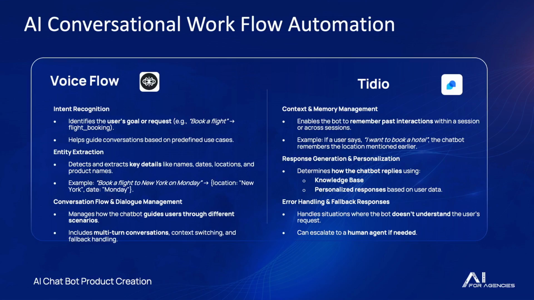We then have the entity extraction. This will detect and extract key details from them, like name, date, location, whatever. So say you were trying to book a flight, you're going to need their name, you need their location so you can locate the airport, or like the product name. Say you're selling technical products, you've got to know like you want an Apple laptop, whatever, and you then start creating all of these variables that you're going to extract.